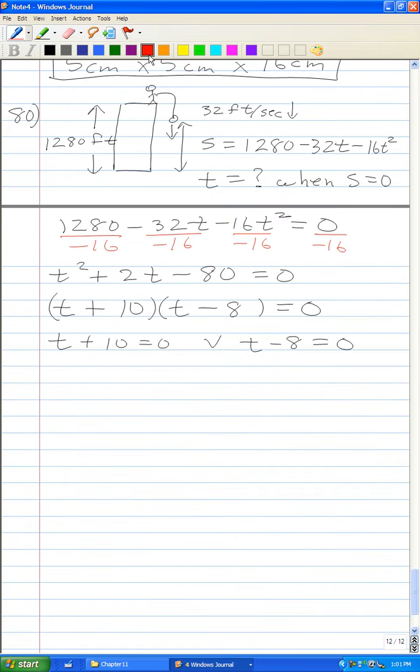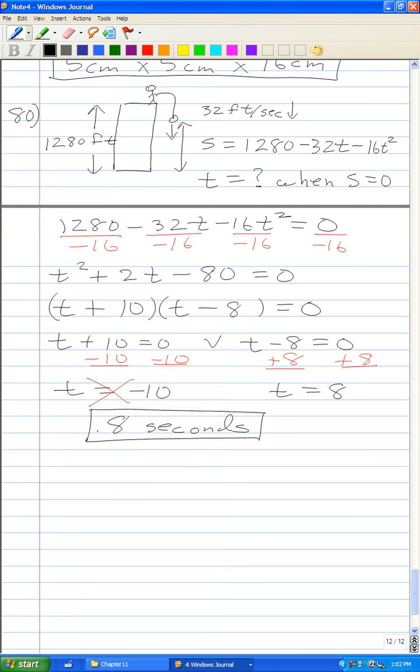Subtract 10. Add 8 to both sides of your equation. And so t equals negative 10. t equals positive 8. Since I'm talking about the time that you threw it off of a building, I don't want time to be negative. So let me get rid of the negative time here. And so the answer is 8 seconds. So it takes 8 seconds for this object to strike the ground.